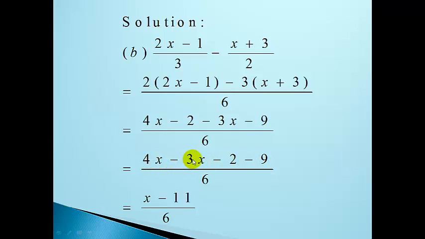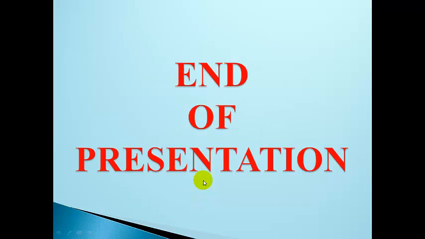Now 4x minus 3x is x. Minus 2 minus 9 is minus 11. So we have x minus 11 all divided by 6. This is the end of our presentation.